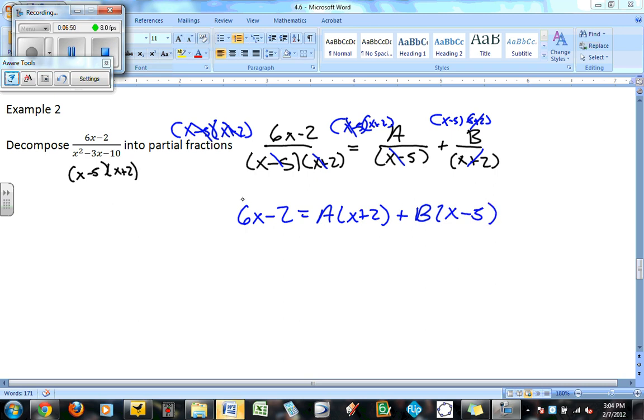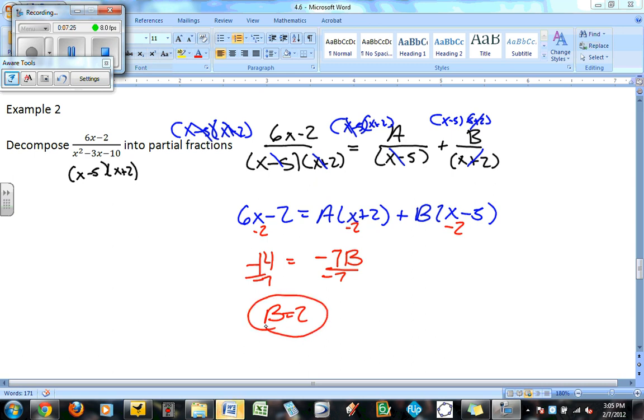All right. And again, we pick our excluded values, or we pick what's going to make this equal 0, so we cancel an a out. Anywhere we see an x, we're going to plug in negative 2, because that's going to make this 0. So in this case, I have negative 12 minus 2, which is negative 14. And that's going to equal 0 times a, which is 0, and then negative 2 minus 7 is going to be a negative 7b. Divide by negative 7, divide by negative 7, and I get b equal to 2.